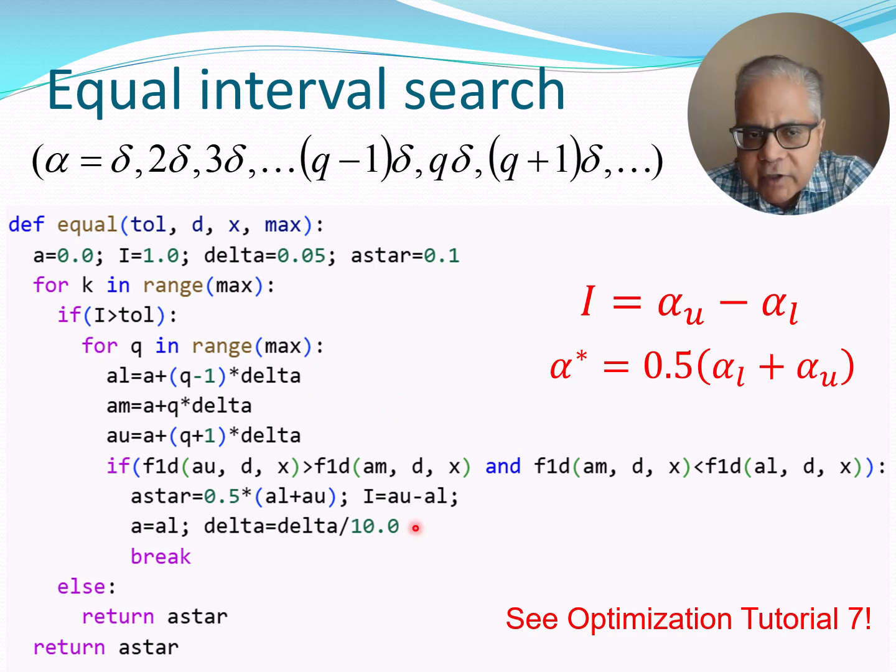Of course, you know that we require a one-dimensional search in optimization. So I'm using this method. We essentially proceed as follows. Alpha is delta, 2 delta, 3 delta till we reach (q minus 1) delta, (q plus 1) delta. Once we have bracketed the minimum between these 3 points, we can calculate the minimum point as alpha star, the midpoint between alpha L and alpha U. Then I'm going to divide delta by 10 and continue these for loops until I have converged on the value of alpha star. In this program, a stands for alpha. Take a look at optimization tutorial 7 for more about the one-dimensional search method which we are using here.